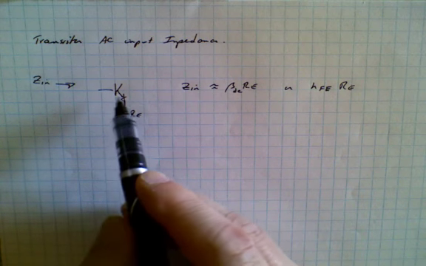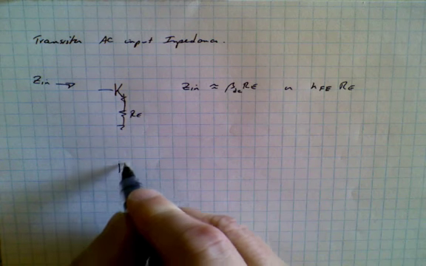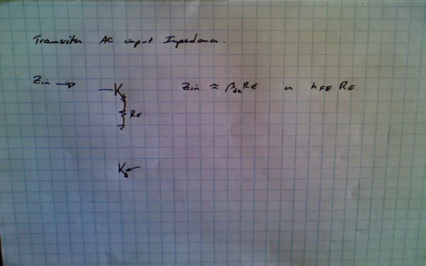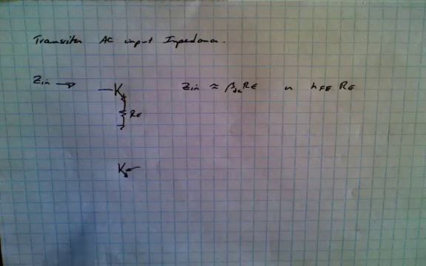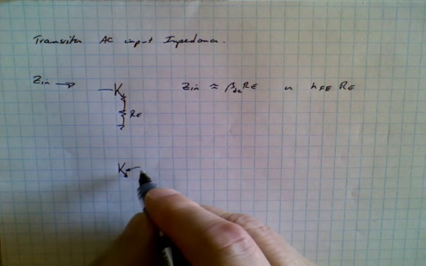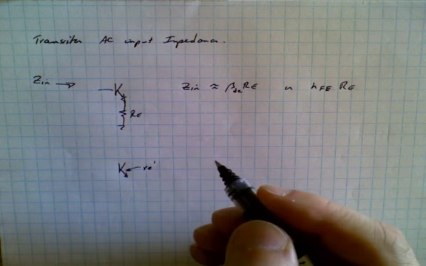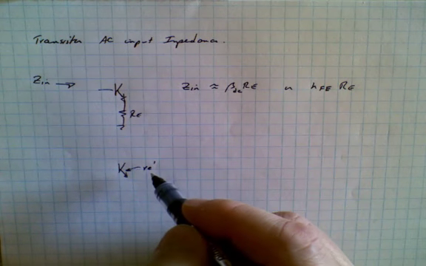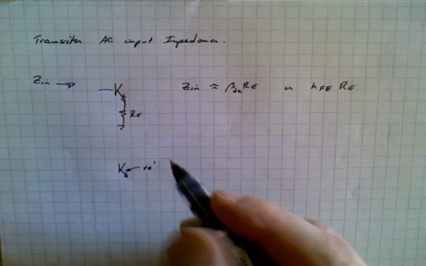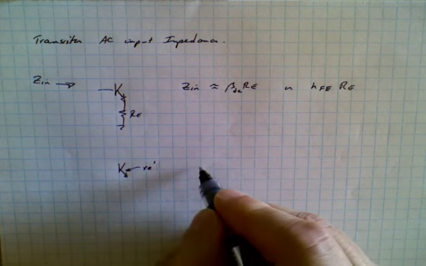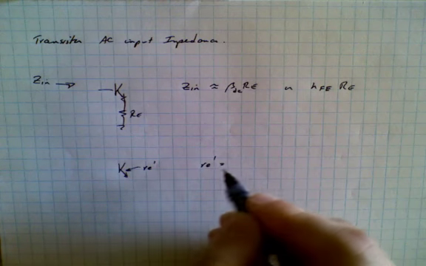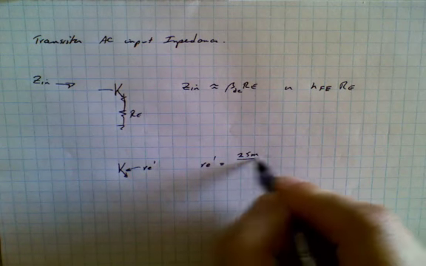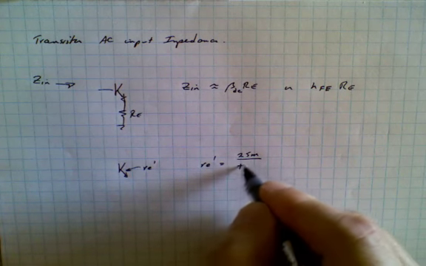And one of the peculiar things that happens is that right inside this junction, there is an intrinsic dynamic impedance called RE prime. It does not show up in DC circuit analysis, but it does show up in AC circuit analysis. And RE prime is equal to 25 millivolts divided by IE.